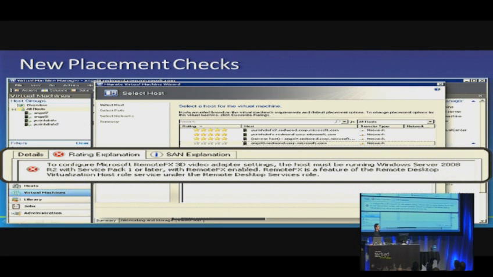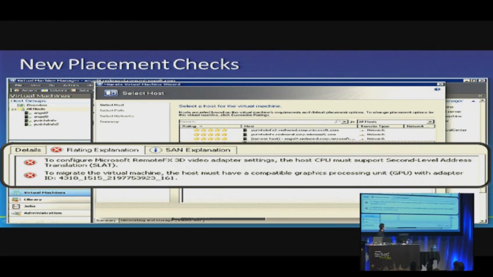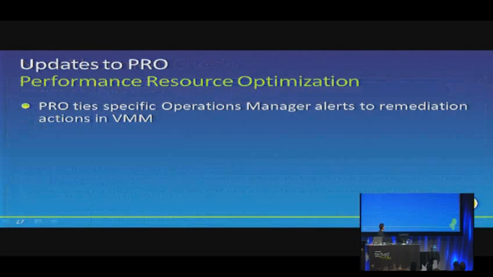Another one is if I was trying to move this machine to a system that had RemoteFX, and the system wasn't RemoteFX capable. I don't have a second level address translation, or SLAT, processor, or any of those other things. The host role isn't turned on, those types of things. It'll tell me why it can't move it, whether it's the host role wasn't turned on, the second level address translation, or the GPU wasn't correct, and it'll tell me those things.